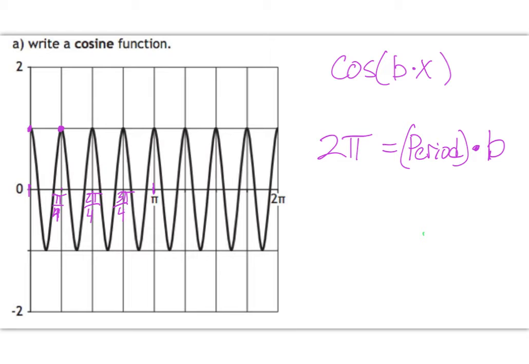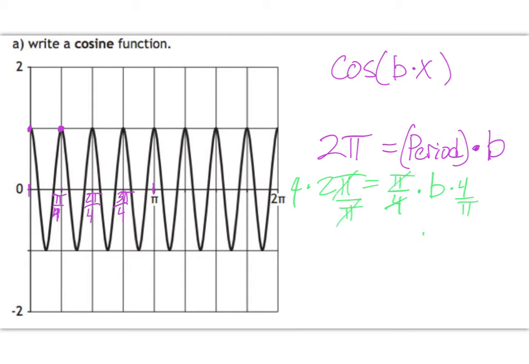And anytime that we have one of these, we can always figure this out by going backwards. So here we've got 2 pi is equal to, and we said the period is pi over 4, multiplied by that b value. To get b by itself, I'm going to multiply by 4 and divide by pi.